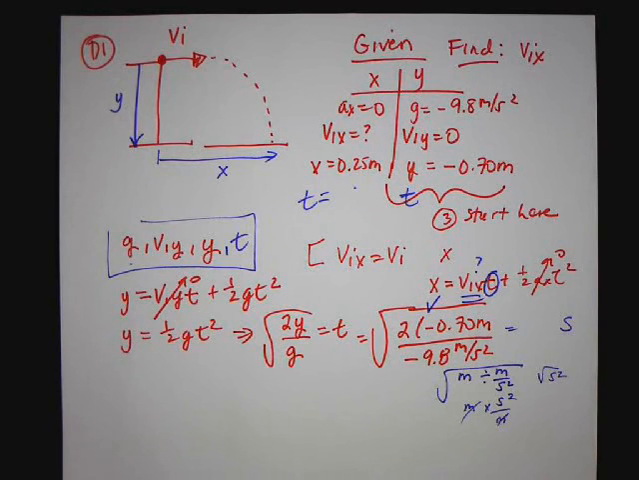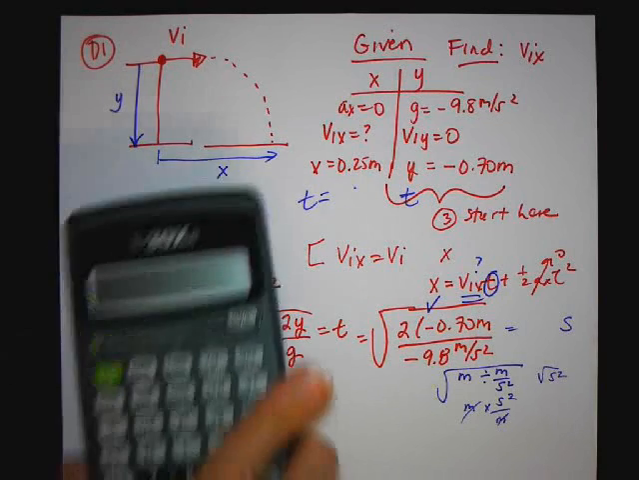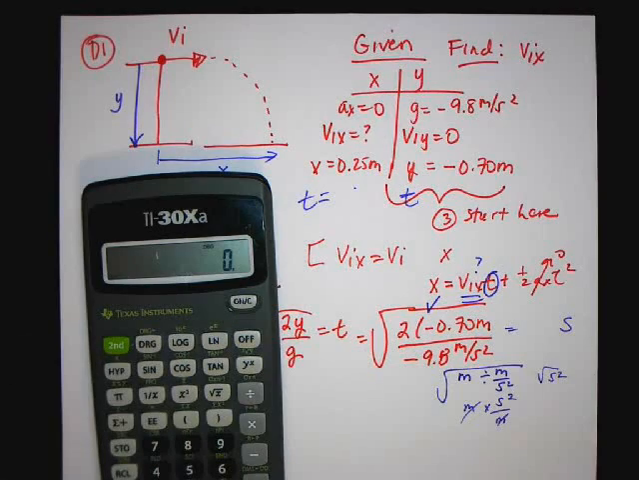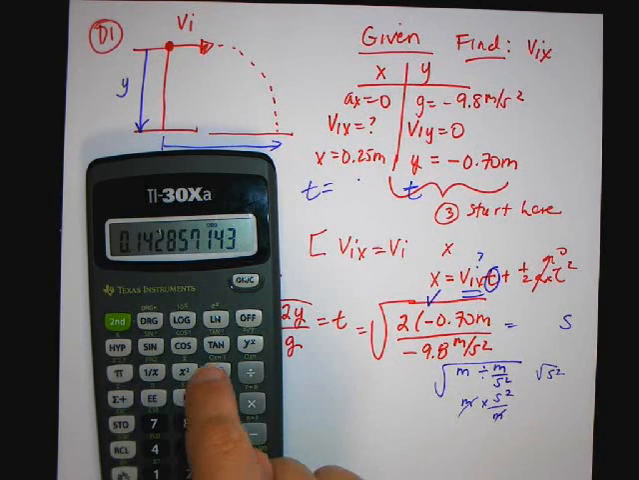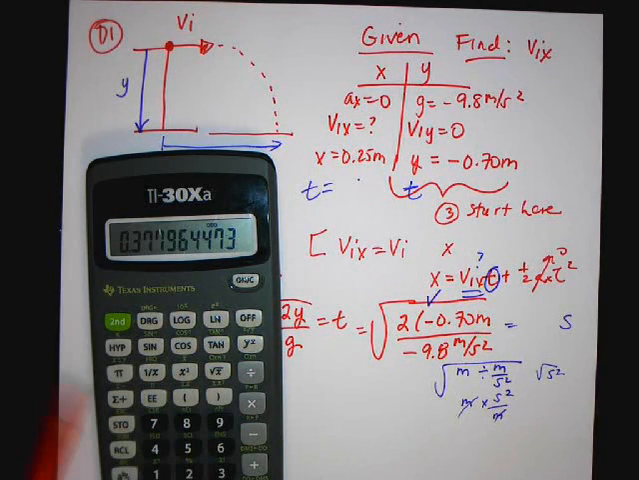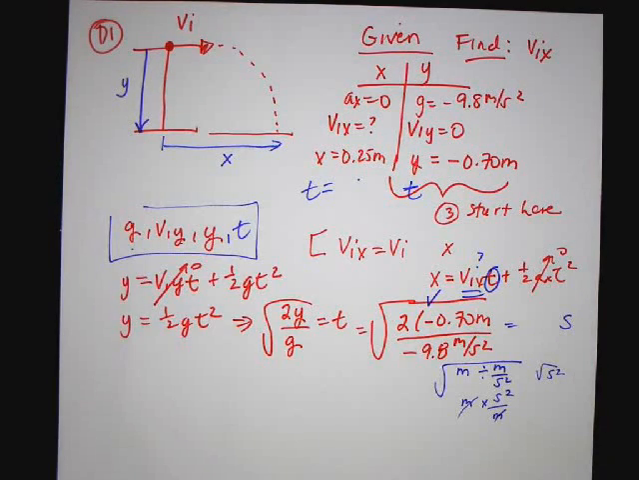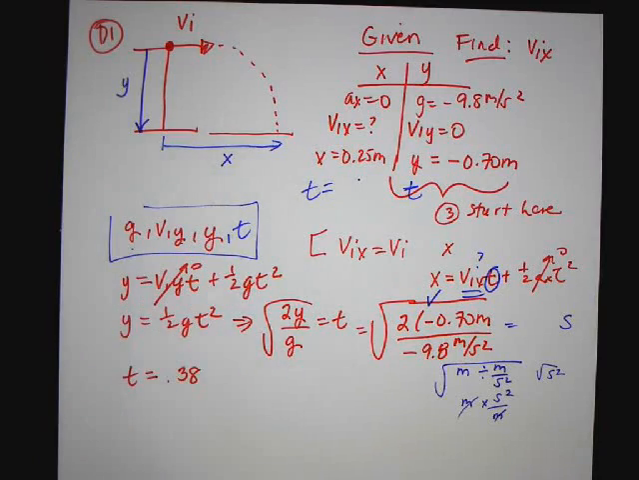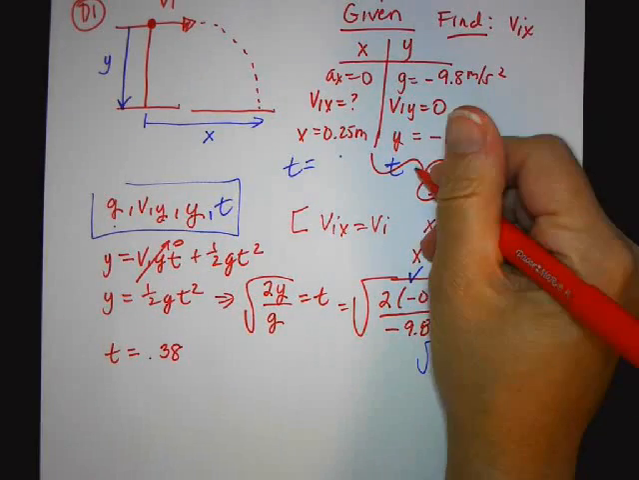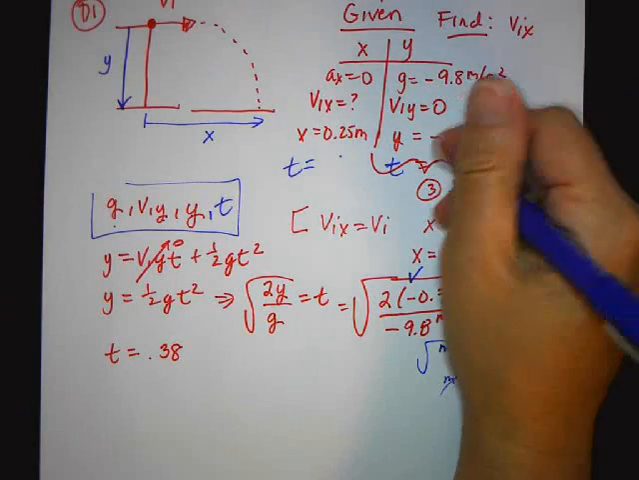I have 0.7 times 2 equals divided by 9.8 equals, and then I take the square root of the whole thing, and it comes out to be 0.379, which we'll say is 0.38. So t is equal to 0.38. So once I have t here is 0.38, then t here is 0.38. Do I have three things now on the x side?